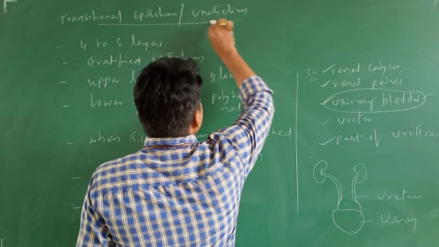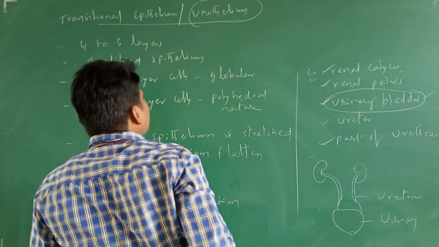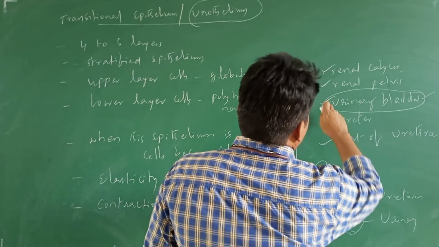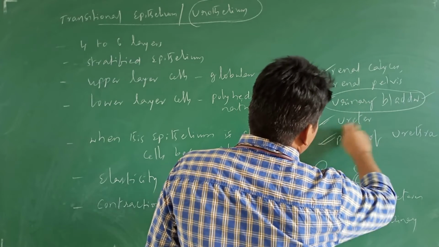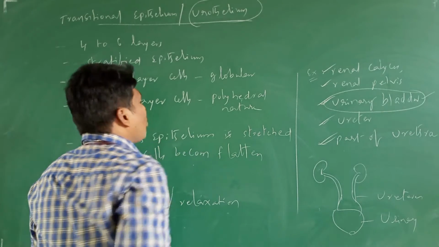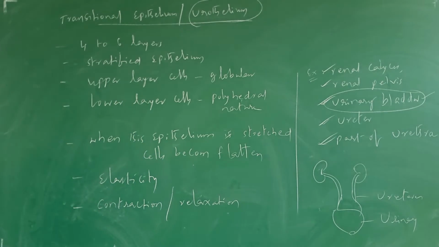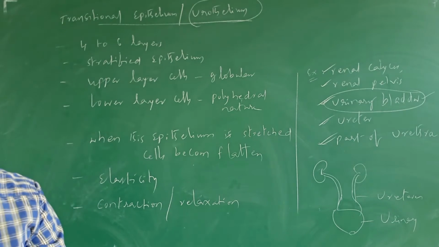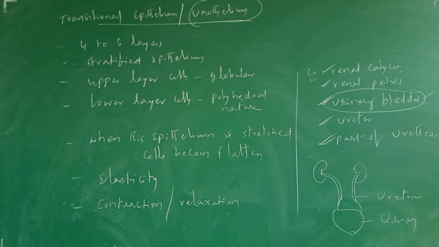This epithelium is located in parts related to the kidneys and excretory system: the urinary bladder, part of the urethra, and the ureters. That is the reason why we also call it urothelium. Clear? I hope you understood. Okay, next one.